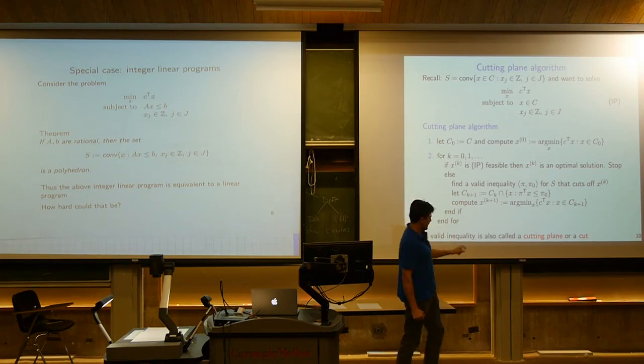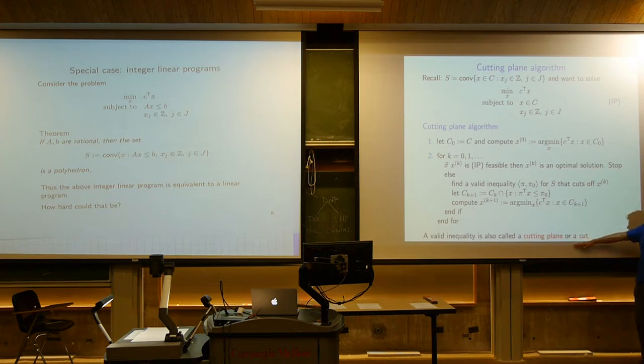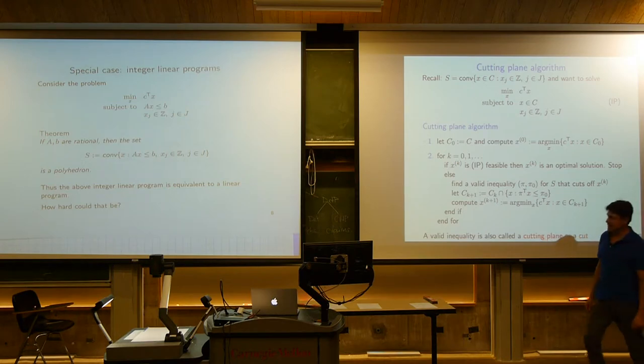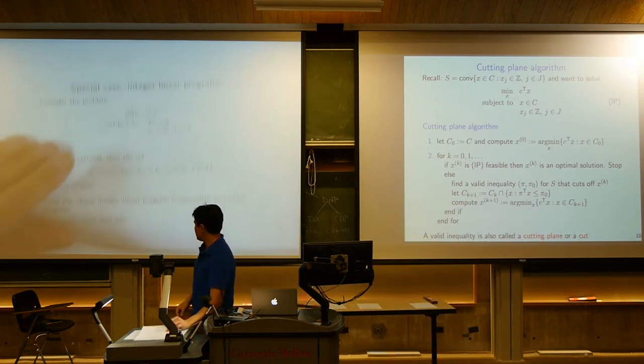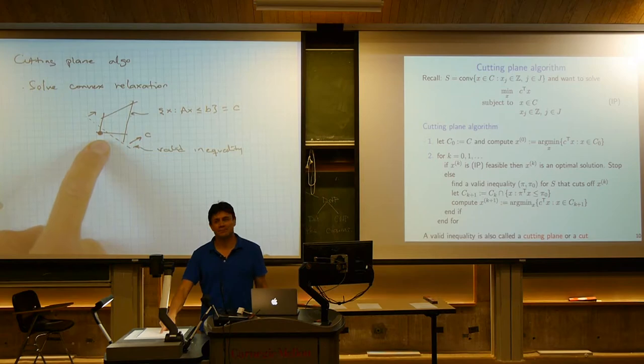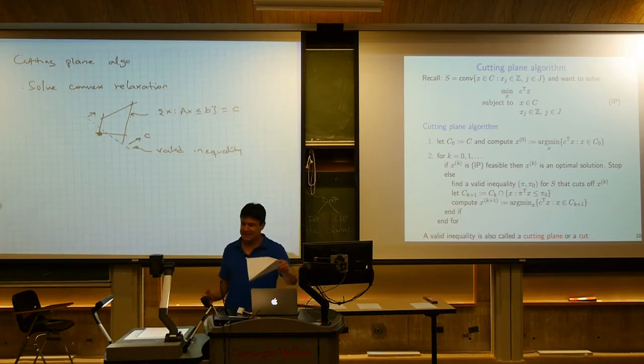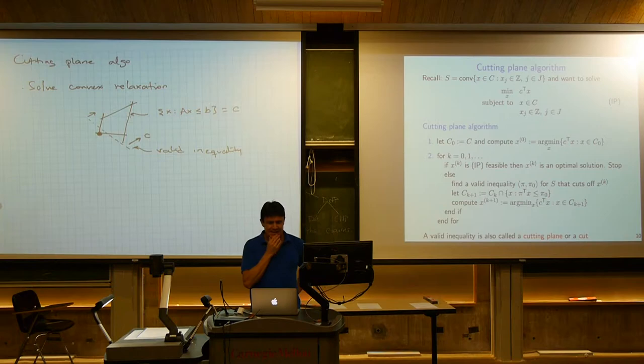A cutting plane algorithm. And a little bit of terminology that goes with this. A valid inequality like this is also called a cutting plane, or sometimes it's just called a cut. Okay? And the picture that you want to have in mind is this picture. It's called a cutting plane or a cut because it cuts off the point, the solution of the relaxation that I realized is not a solution to my original problem. So I keep cutting and trimming the relaxation until eventually I find a solution to my problem. So that is cutting planes. Okay.